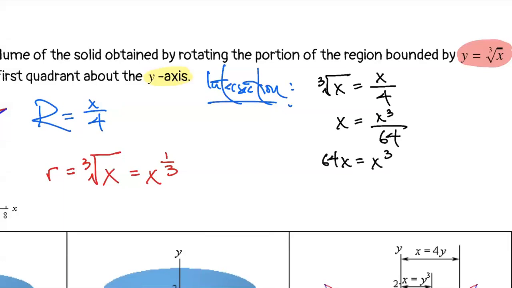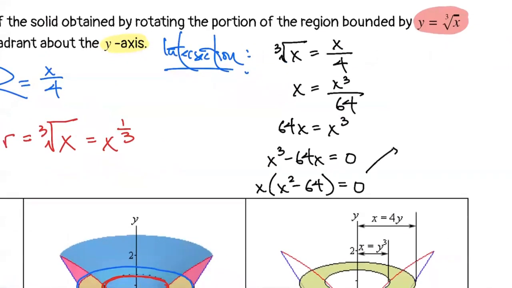Let's get everything to one side, set it equal to 0 and factor. Just like we did with the quadratic. So we're going to get x cubed minus 64x equals 0, or x times x squared minus 64 equals 0. And now we're going to get x equals 0 as one solution and x equals plus or minus 8 as the other two solutions.